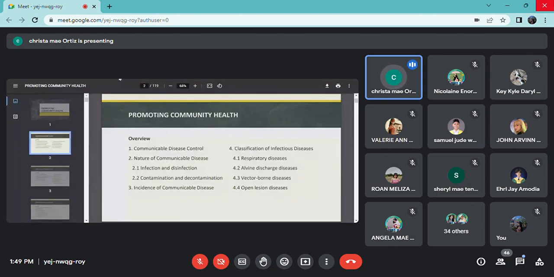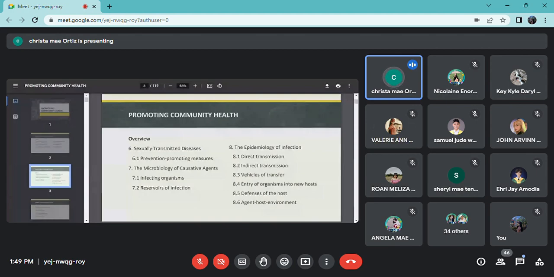Aside from that, we will also talk about sexually transmitted diseases. We will talk about how to prevent them, how we advocate about these diseases, and promote measures. We also have the microbiology of causative agents, the infecting organisms, reservoirs of infection, epidemiology of infection, direct transmission, indirect transmission, vehicles of transfer, entry of organisms into new hosts, defenses of the host, and agent-host environment. So, these are our topics today.